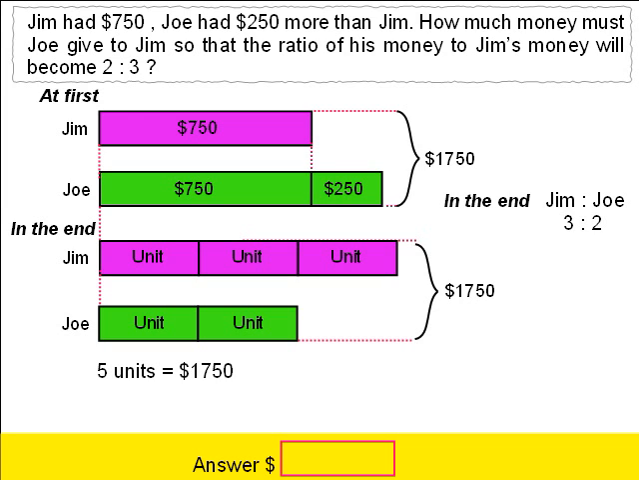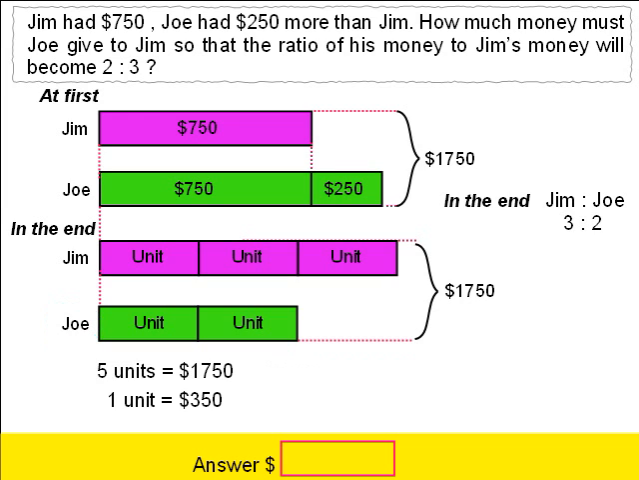Now, looking at the models in the end, we know that the total is 5 units, which is $1,750, no change. Therefore, 1 unit is equal to 1,750 divided by 5. That gives us $350. That's for 1 unit.